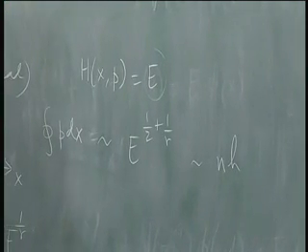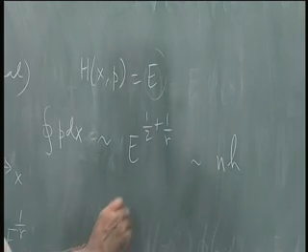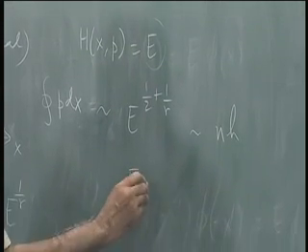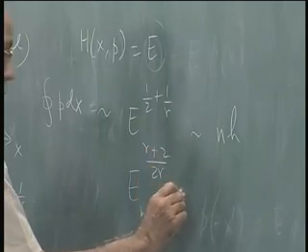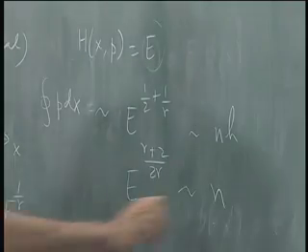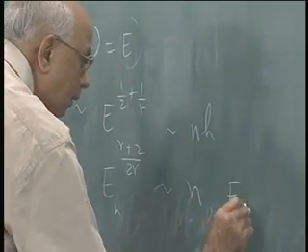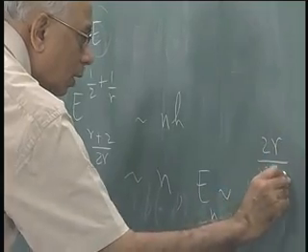When you do Bohr quantization, it says these orbits are quantized in a funny way such that integral p dx is n times Planck's constant. This says that En, the energy level, to the power (r plus 2) over 2r goes like n, or En is proportional to n to the power 2r over r plus 2.